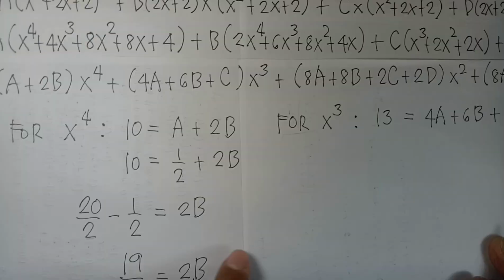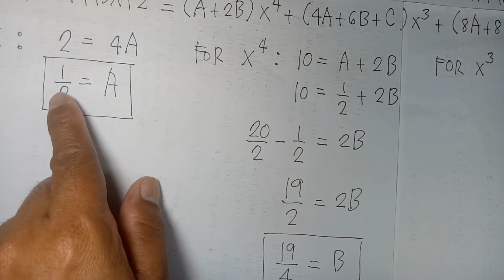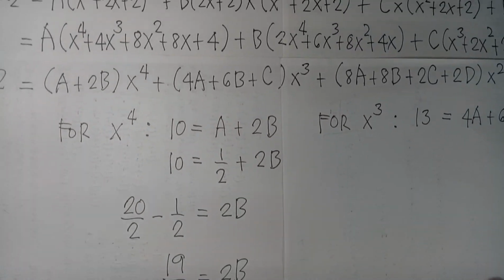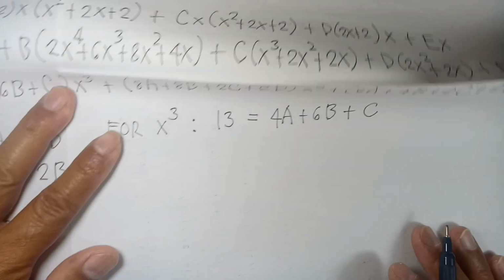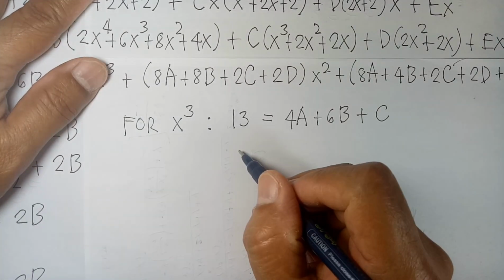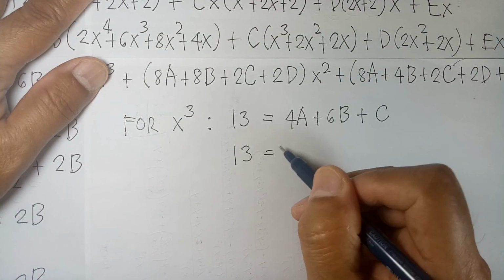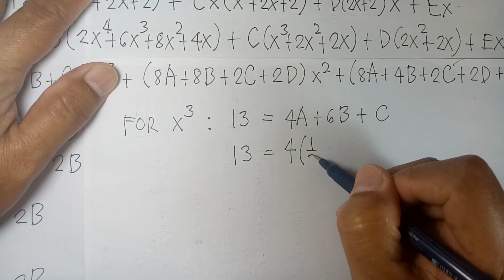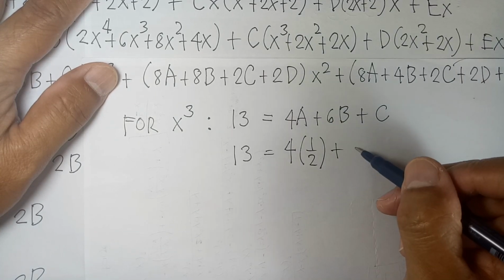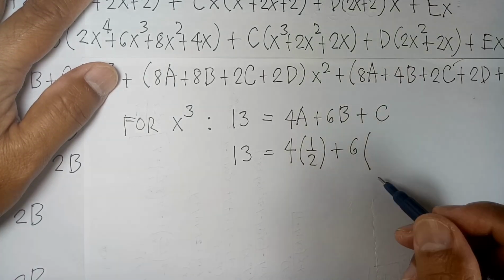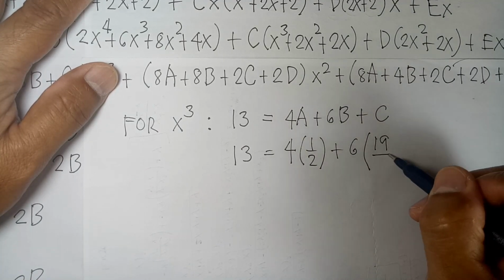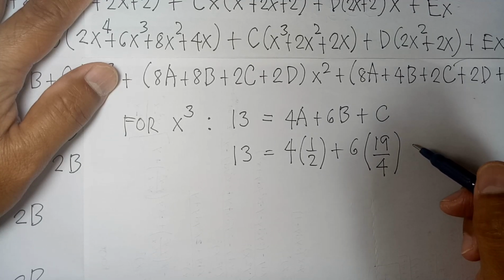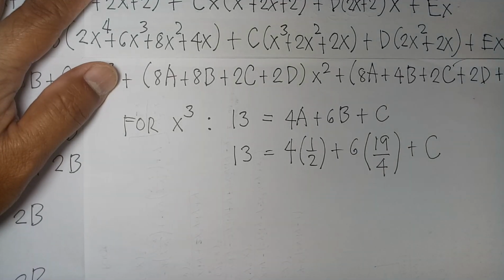So yung a, papalitan natin ng 1/2. At yung b ay 19/4. No? So magkakaroon tayo ng 13 equals 4 times 1/2 and then plus 6 times 19/4 and then plus c. Okay.